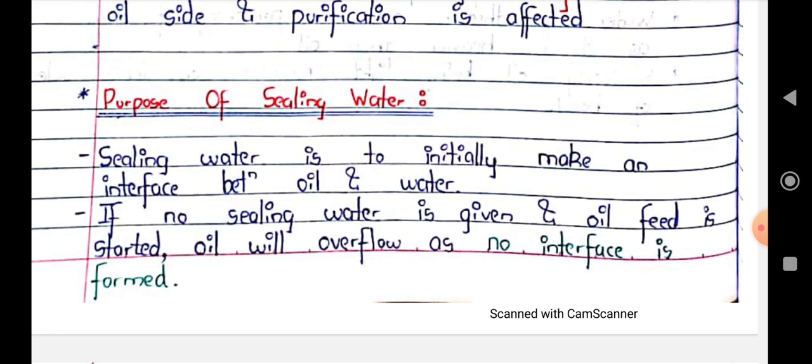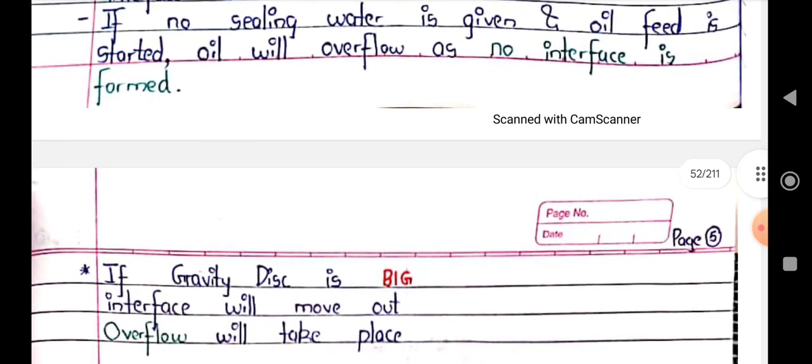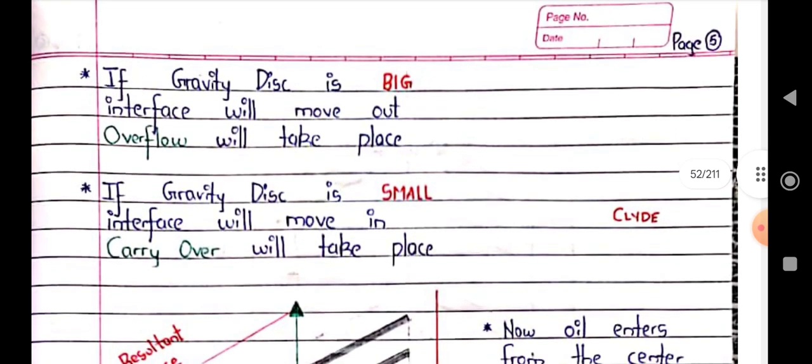So we have to make sure that if no sealing water is provided and oil feed is started, then oil will overflow as there is no interface. The sealing water is mainly to make an interface between oil and water. If the gravity disk is big, the interface will move out of the top disk and overflow will take place. If the gravity disk is small, the interface will move in and there is a chance of carryover.